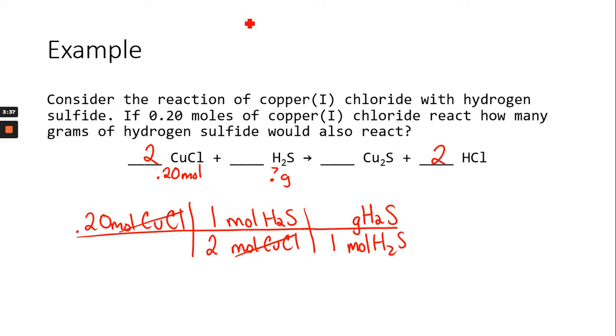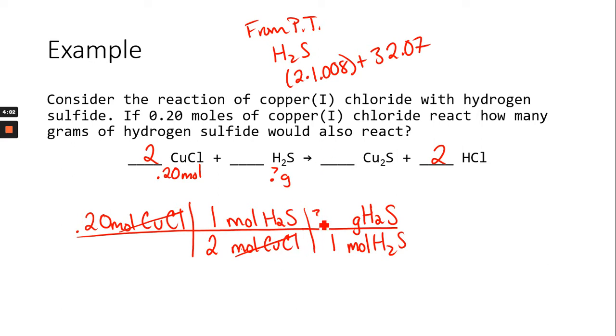So looking at the periodic table, H2S, we have 2 hydrogens, so 2 times the mass of hydrogen, plus we have sulfur, so we're going to add the mass of sulfur from the periodic table. And we get 34.086. So when I multiply and divide, the moles of H2S cancel and we're left with grams. And that's what we're looking for, and that's the substance we're looking for.